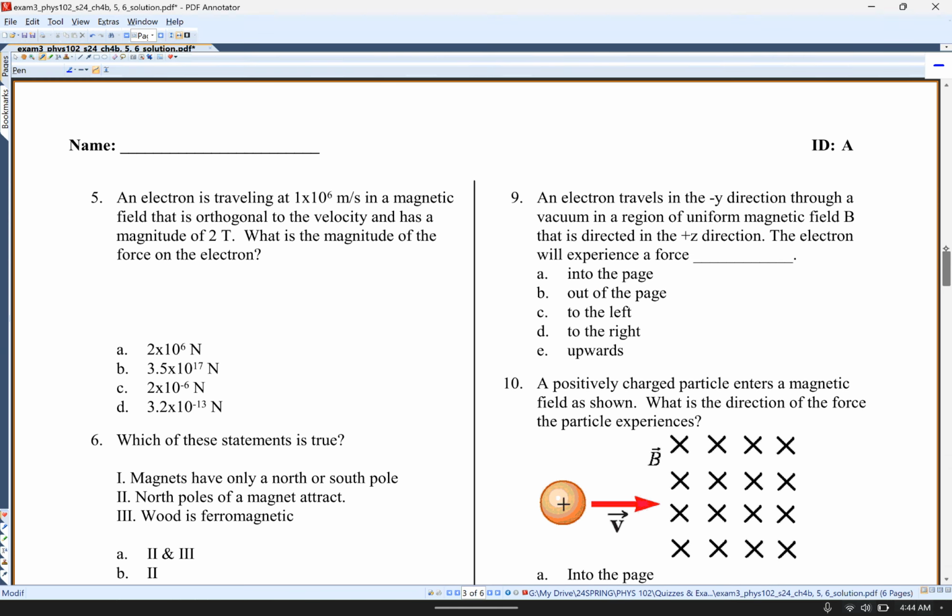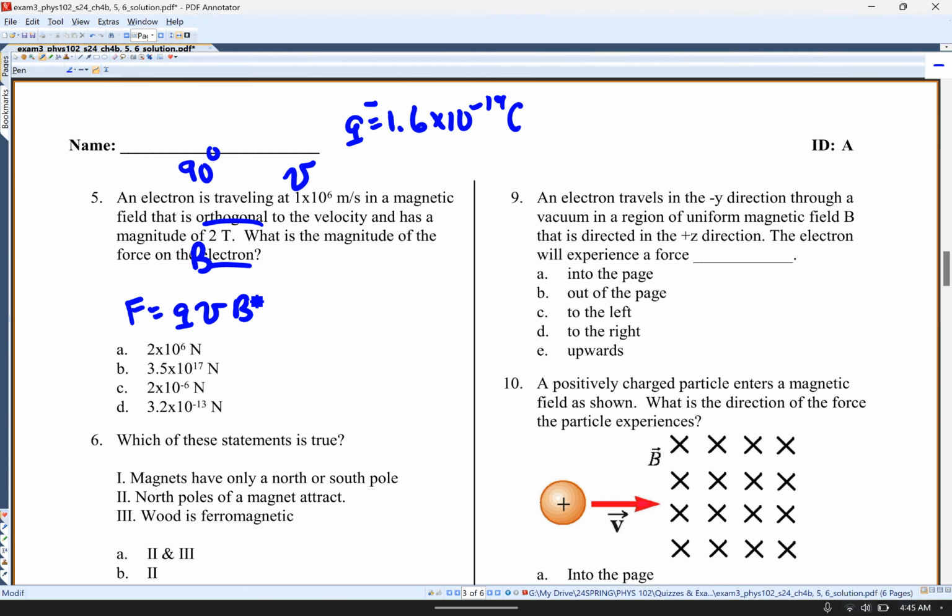An electron is traveling with that velocity in a magnetic field that is orthogonal. That means it's 90 degrees. And my magnetic field is B. Notice this is an electron, so Q is equal to 1.6 times 10 to the minus 19 coulombs. It is negative. And I want to know what is the magnitude of the force. The sign here doesn't matter. I'm just wanting the magnitude. F is equal to QVB.